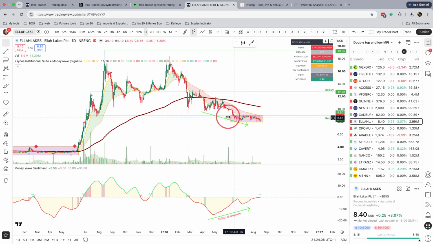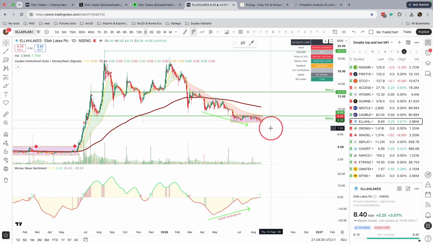So in this consolidation, prices has not gone above 9 naira per share since June. So we have June, July, August, almost 3 months. Prices have not gone above 9 naira. It has stayed between 8 naira and 9 naira for almost 3 months. So something has to happen.